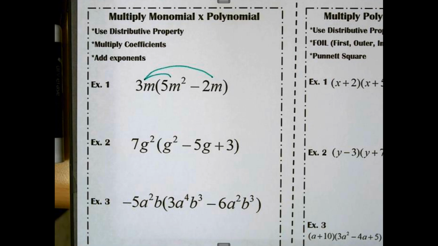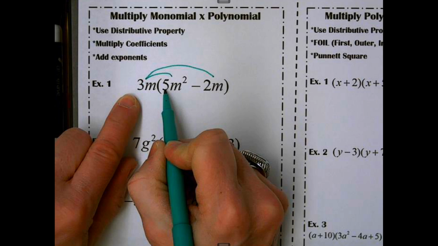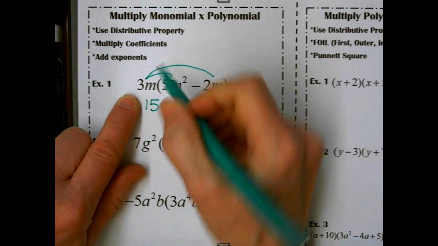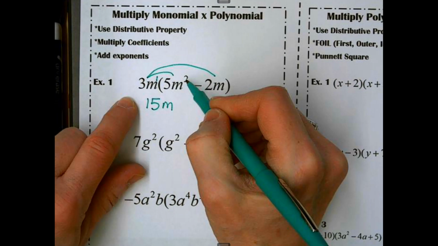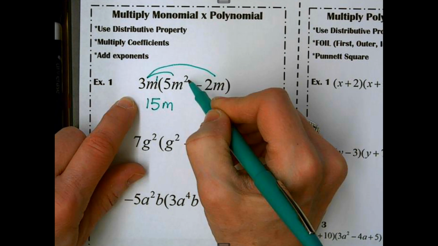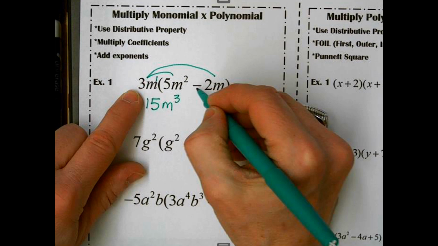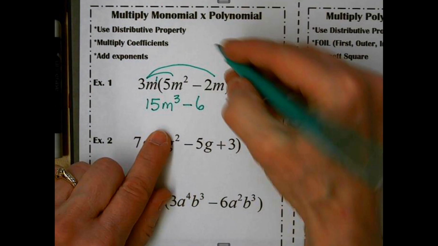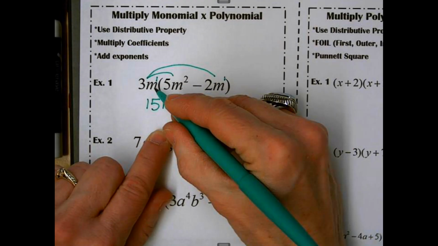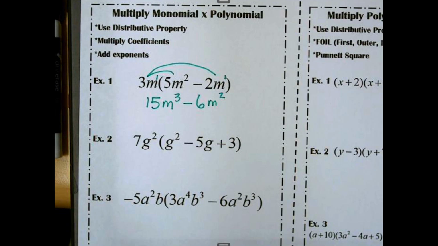We're going to multiply the coefficients. 3 times 5 is 15. Invisible 1 here. So our letter m, we have 1 plus 2. M to the first times m squared is m to the third power. 3 times negative 2 would be negative 6. So I'm going to have a negative on it. Another invisible 1. M to the first times m to the first is m squared. That is final answer. Okay, so 2 things you got to remember today. Multiply the coefficients, add your exponents.